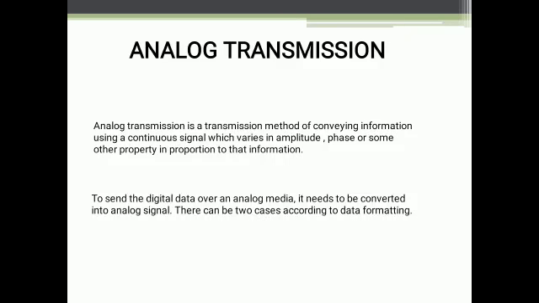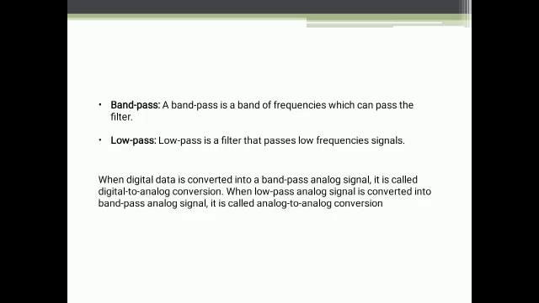To send digital data over an analog media, we need to convert it into an analog signal. There are two cases. The first one is band pass. A band pass is a band of frequencies which can pass the filter. And the next one is low pass. Low pass is a filter that passes low frequency signals.